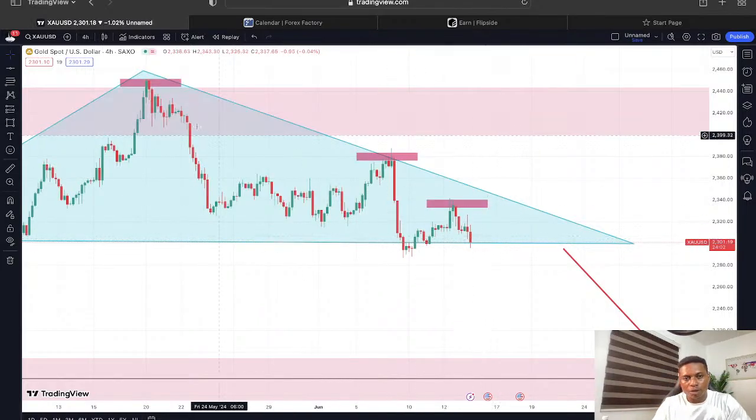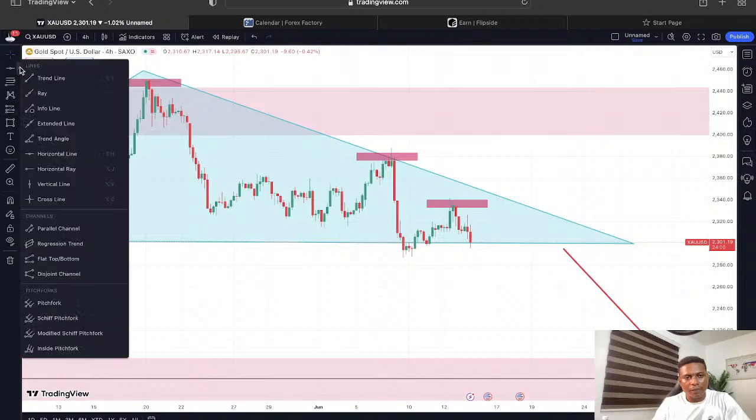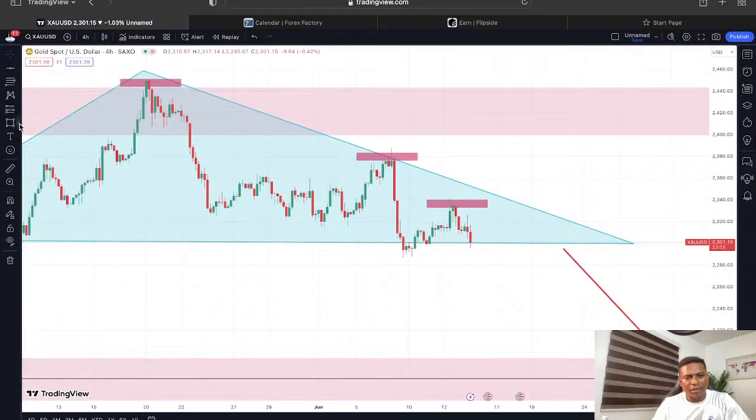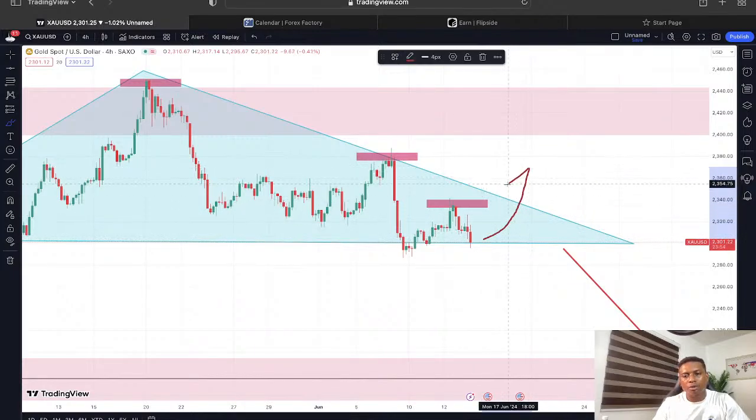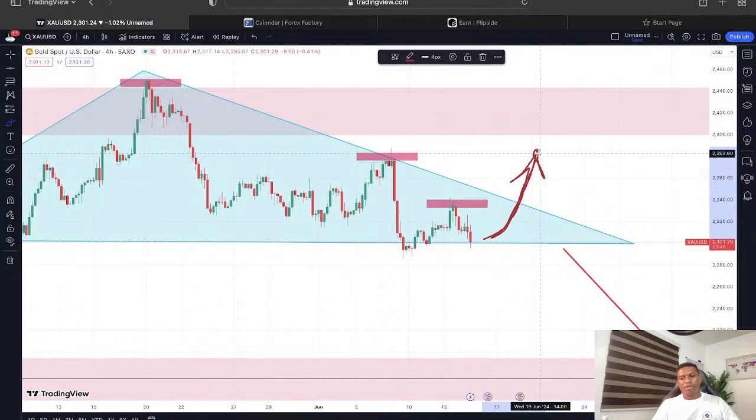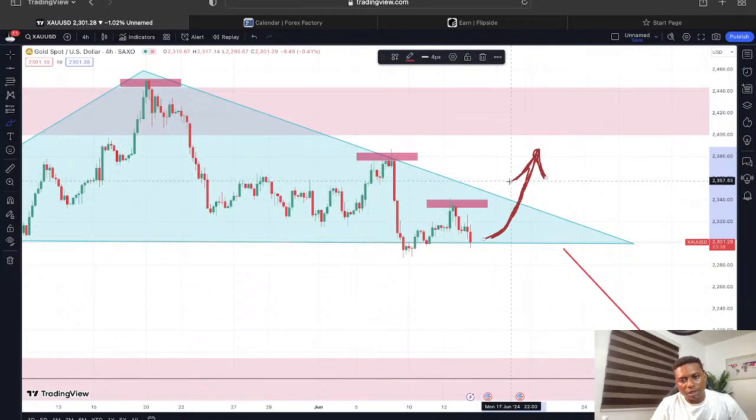is when price comes and breaks out of this trend line. Can you see that? When price comes and breaks out of this trend line, then price is out of this level. Okay, then price is out of this level.